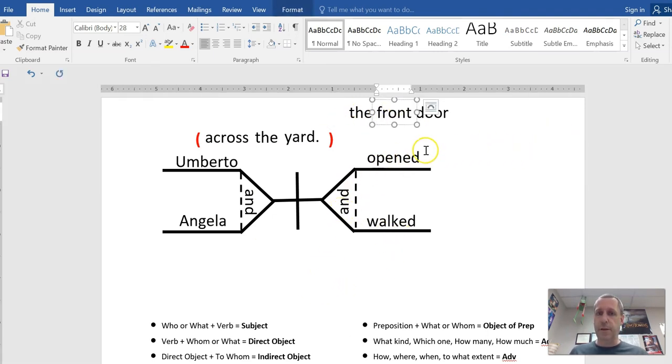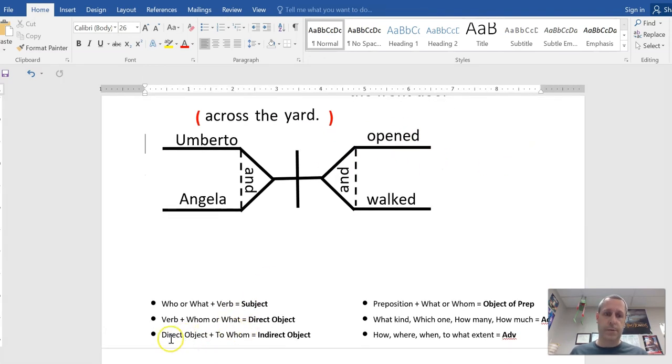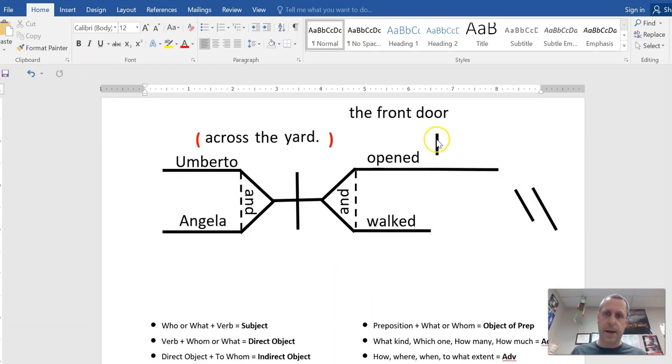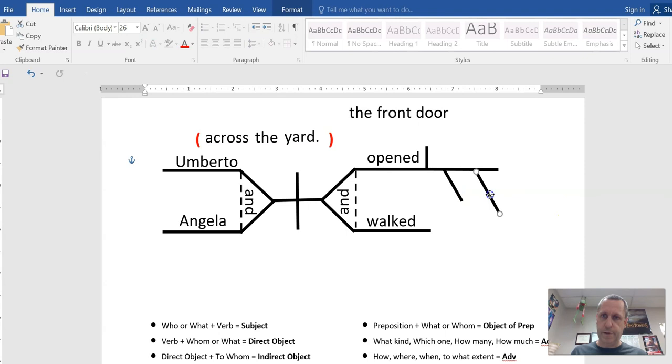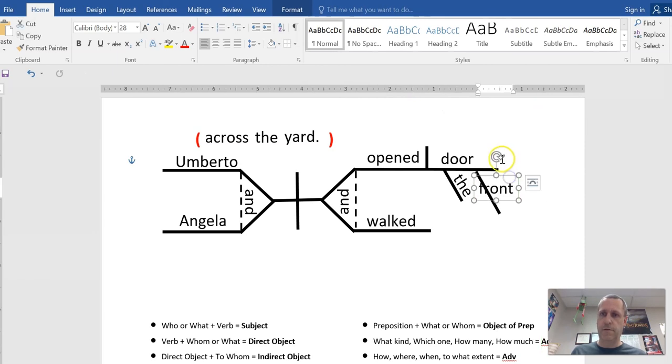I still have a little bit more to my sentence. Opened what? I've got my direct object there. Verb plus whom or what. So I'll extend my line and bring down the little separator for the direct object that just goes perpendicular to the line. Also put in some lines for my modifiers over here. And so opened what? Opened door. Which door was it? It was the door. What kind of door was it? It was a front door.